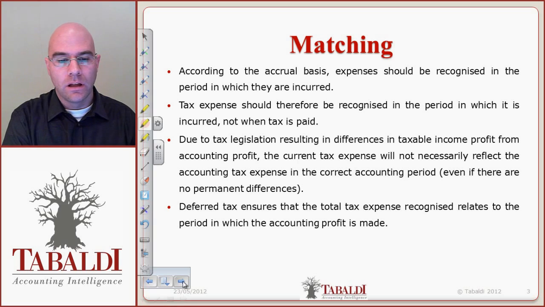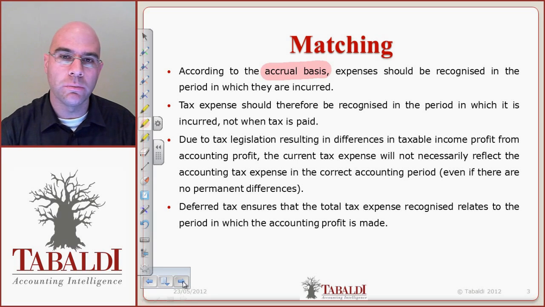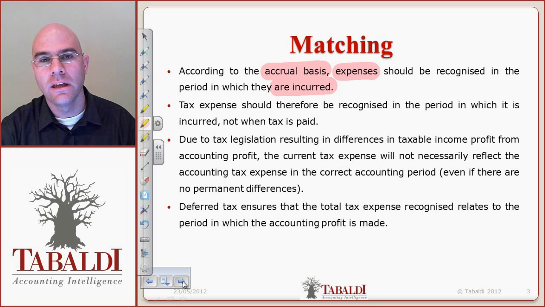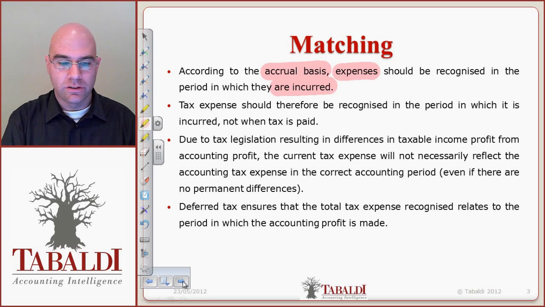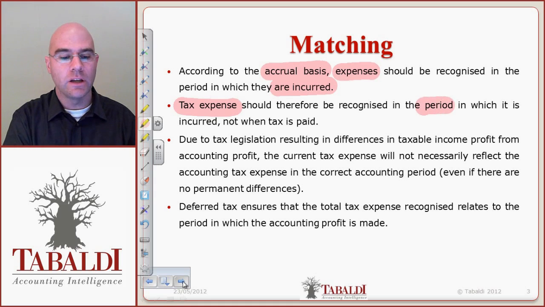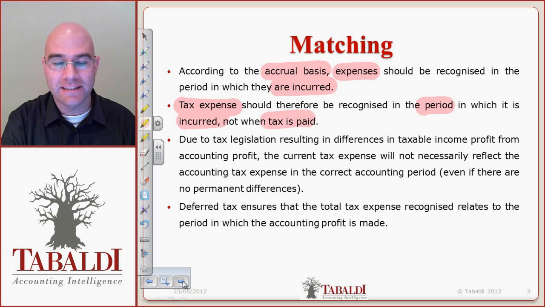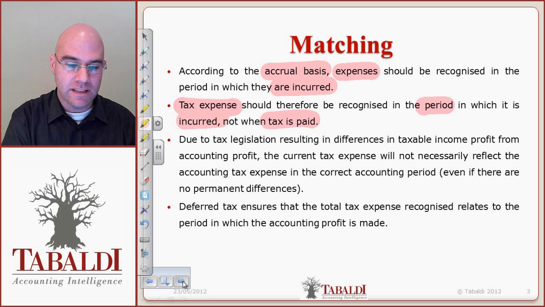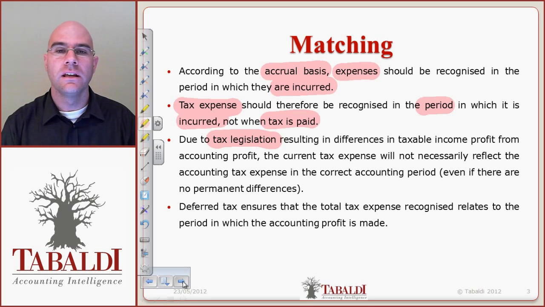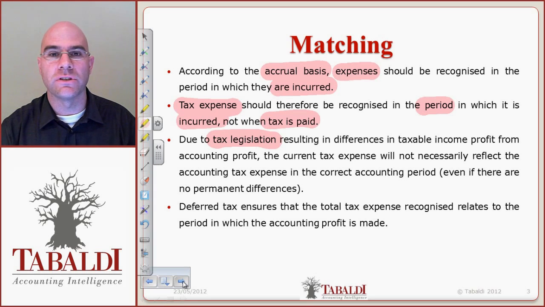Now, I'm going to spend a bit of time talking about the accrual basis in terms of the framework of international accounting standards and the fact that expenses should be recognized in the period in which they are incurred and matched back to the related incomes. So, tax expense in its entirety should be recognized in the period in which it is incurred, not necessarily when the tax is paid. Now here, we must understand that tax legislation in different countries throughout the world will often result in different timing of recognition for tax income as compared to accounting income.